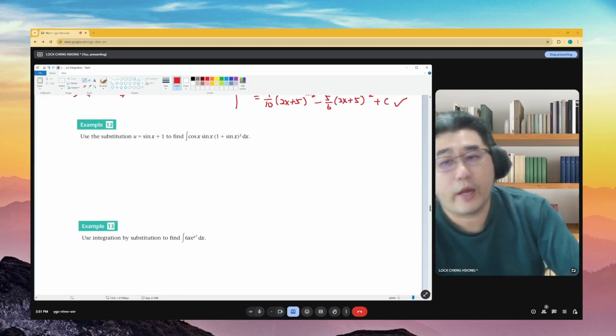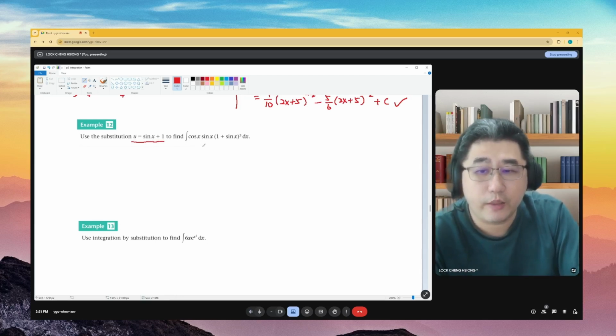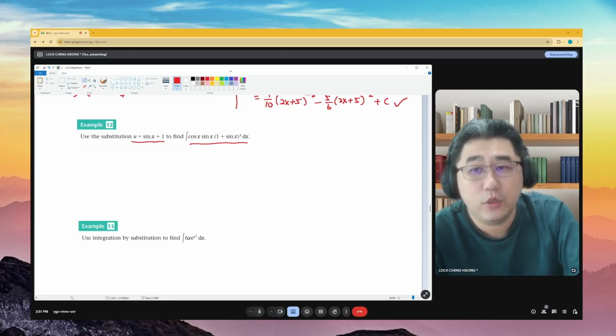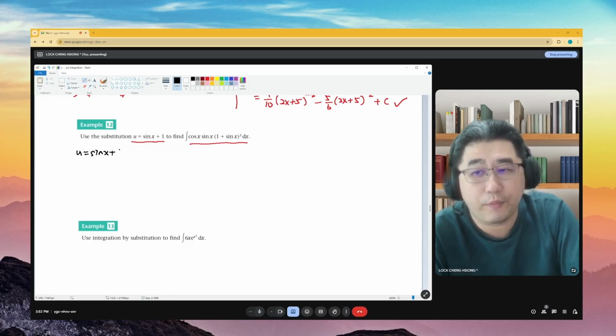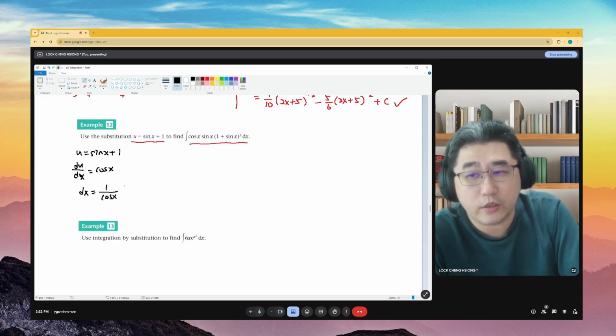What if you have the trigo form? Similarly, you can see that I have something to substitute, and I have my question here. So how do I actually do my substitution? From the information given, I have u equals sine x plus 1. Therefore, by implicit differentiation, du dx equals cos x. By writing dx as the subject, I have 1 over cos x du.